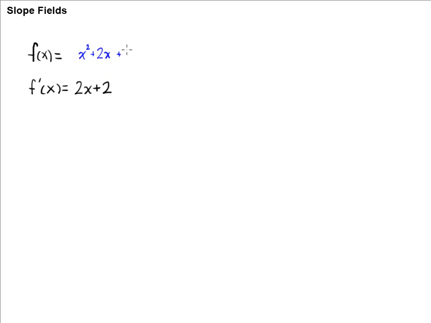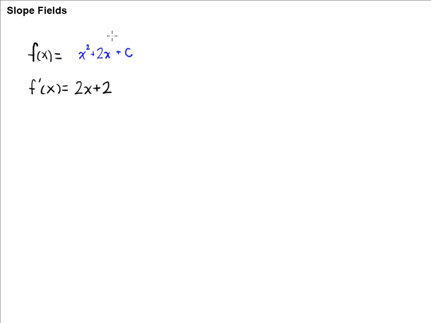Or what if instead of plus 7, it was plus 8? Or minus pi, or plus 1,000? This constant value out here could be whatever you want it to be, because the derivative of any constant is always going to be 0. So there's an infinite number of possibilities for this function f of x. So when we're finding antiderivatives, we don't know what that constant is, so we usually just put a plus c to represent a constant. So this is the antiderivative of f prime of x.